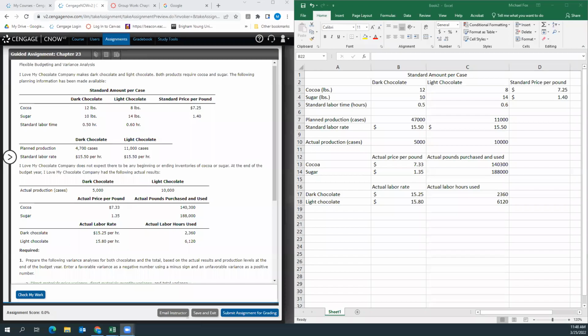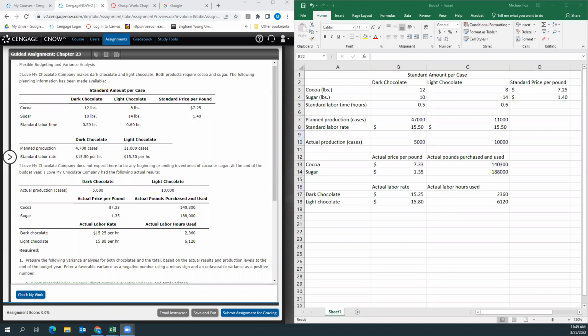Hey everybody, welcome to the guided assignment for chapter 23. This is flexible budgeting and variance analysis. And this is a company called I Love My Chocolate, and they make dark chocolate and light chocolate. And so what we're going to do is a little bit of a variance analysis.